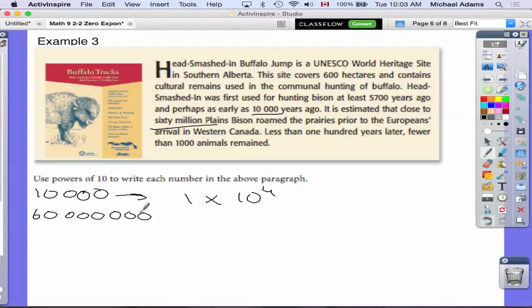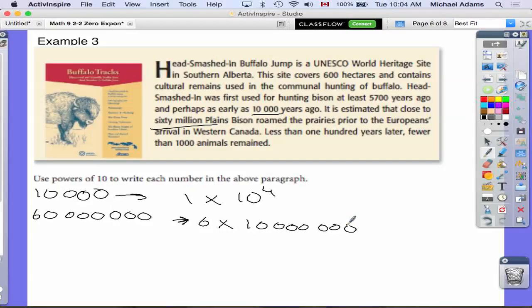Okay, so 60 million. In a million, there are 6 zeros. Because the number is 60, there's another 0, so that means in 60 million, there are 7 zeros. So now, we could look at this like this. Okay, all right, you know what, let's go back. If it's 60 million, I could say that's the same thing as saying 6 times 10 million. So now, how could I write this number as a power of 10?